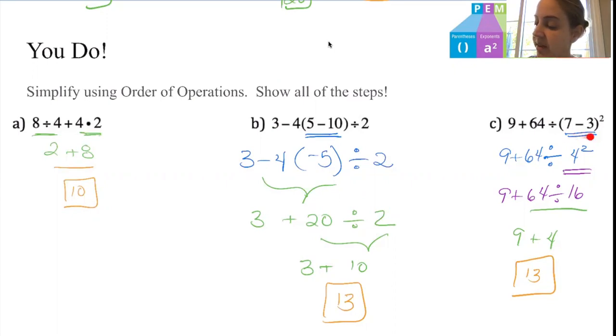Letter C, do the parentheses first. You get a 4. 4 squared is 16. Then division, 64 divided by 16 is 4. 9 plus 4 is 13. So great job there.